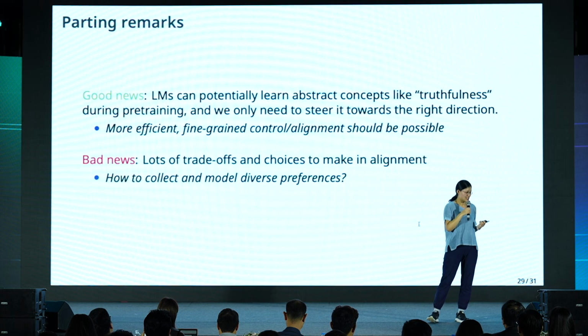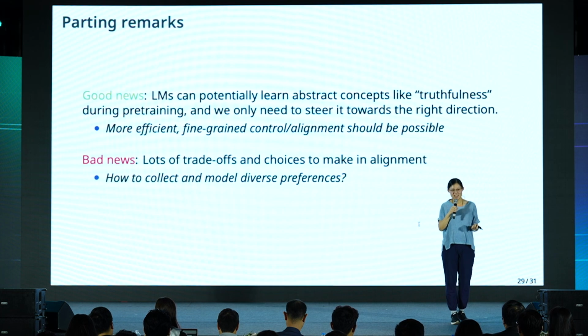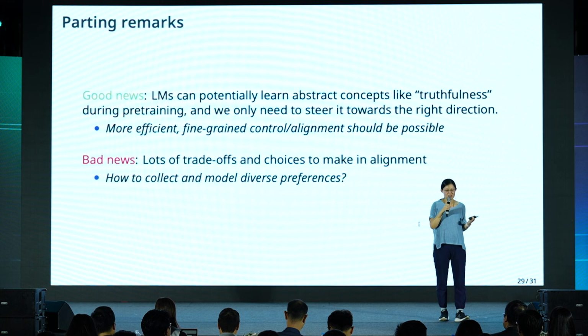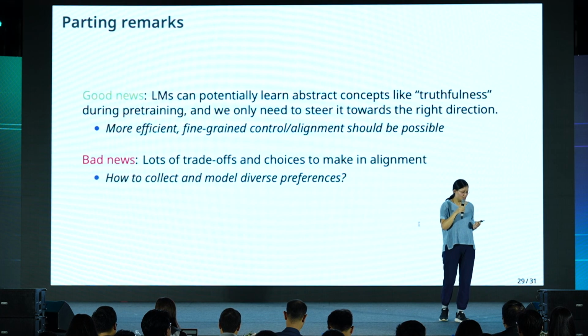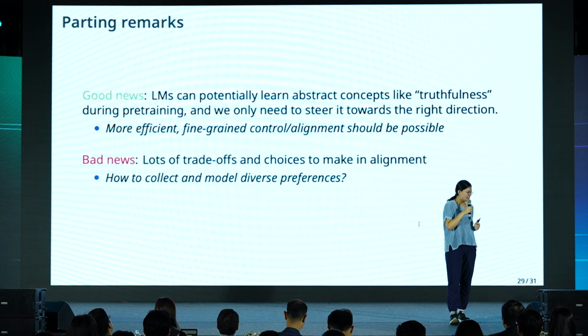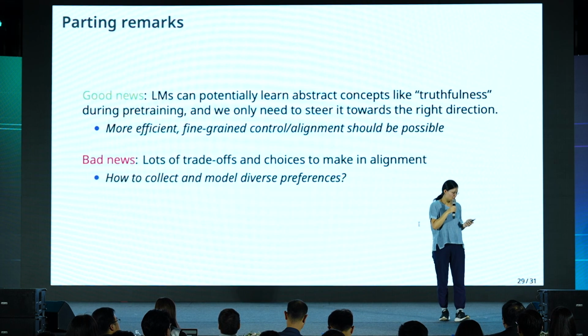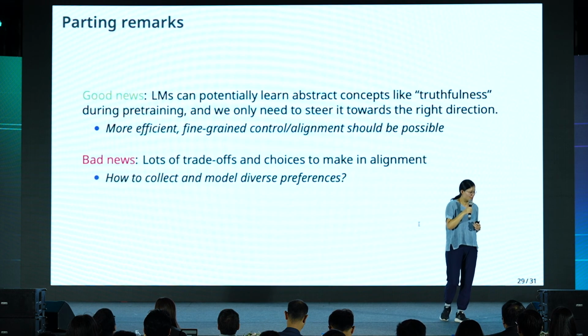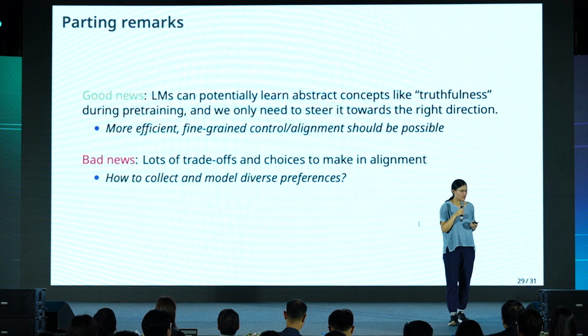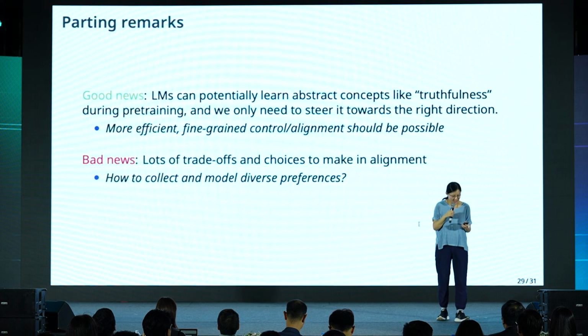second project is that there are a lot of trade-offs and design choices to make in the alignment process in terms of what kind of feedback we get, what the annotator pool should be, and what prompts or questions we should present to these annotators. Right now, the process is very ad hoc and somewhat in a black box way. So I think in the future it's very important to think about a more principled framework for collecting and modeling diverse preferences to align these language models.